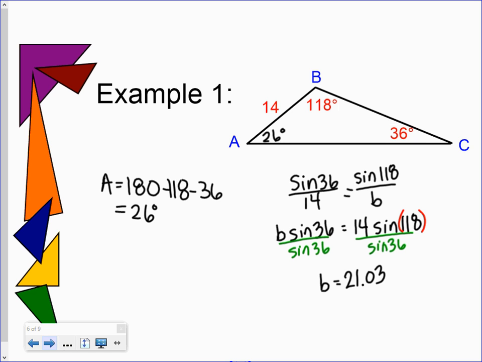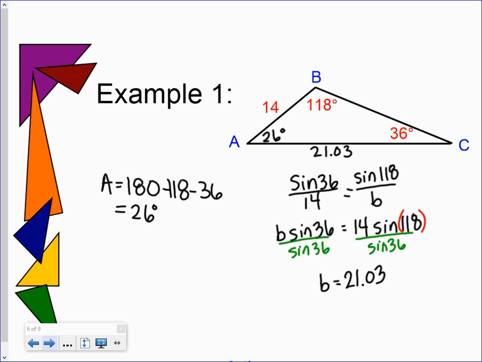And that's side B, so I'm going to label that over there. Now, we still have to find side A. How can I find side A? Same thing, law of sines. Why would I not use Pythagorean theorem? Not a right triangle, right?